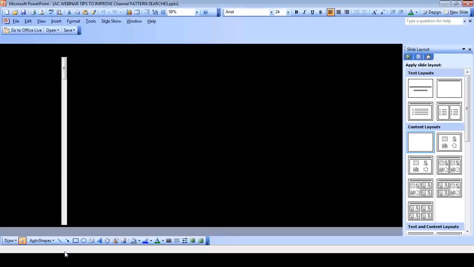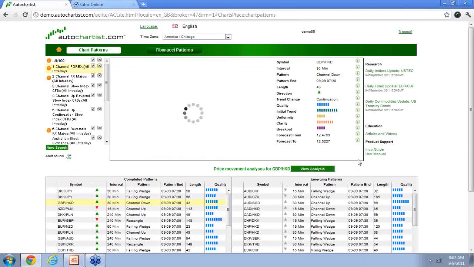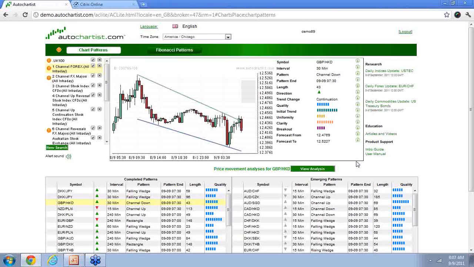So if I move to the live action that's taking place in the market, you can see that if I do go to a channel down pattern in this, if we get a good activity in this particular market, this is the British pound and the Hong Kong dollar. You can see that this is a channel down pattern. Okay, the lines are not quite as parallel as usual. Sometimes it's perfect equidistance between the support and resistance line. But this is an example of what a channel down pattern looks like on a 30-minute chart.